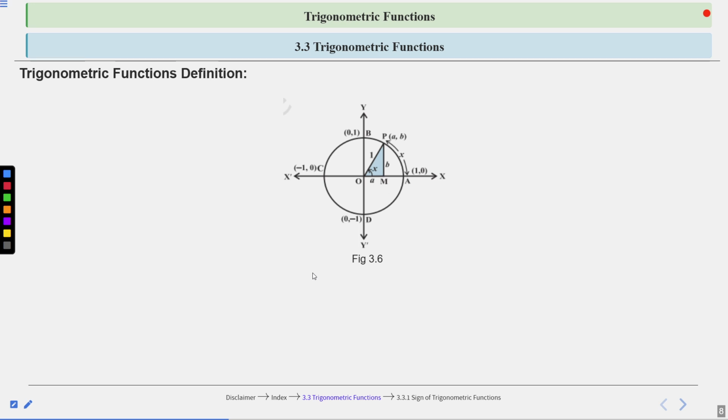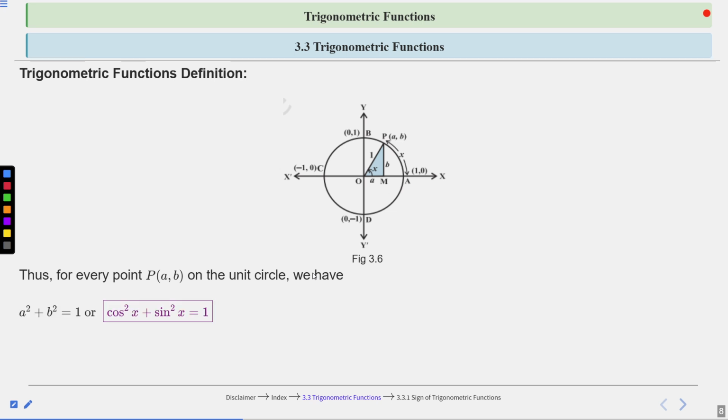So let us see the unit circle again. For any point P having coordinates (a, b) on a unit circle, we have a squared plus b squared equal to 1, or we can say that cos squared x plus sin squared x is equal to 1, where x is the angle from the positive x-axis to OP.